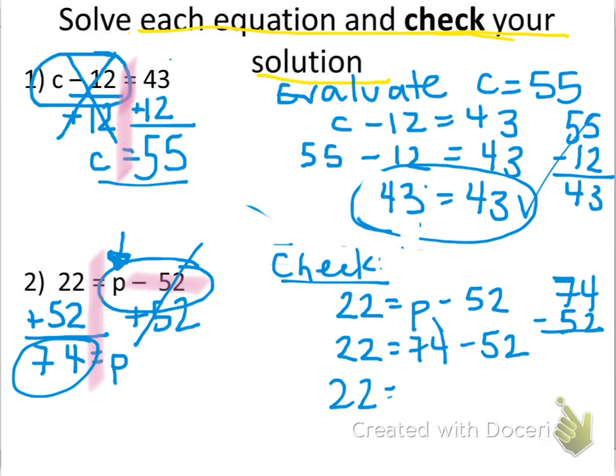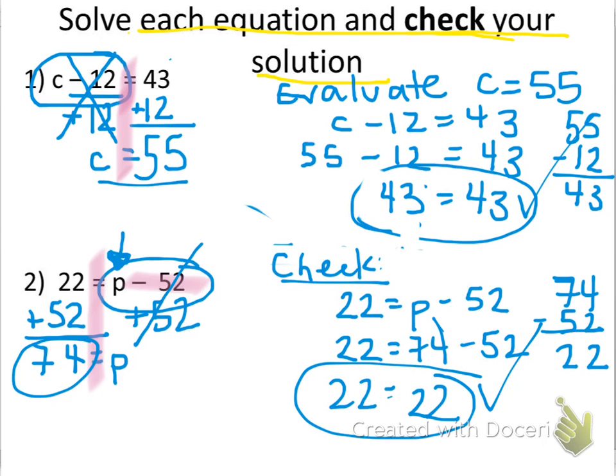So then I have to check what's 74 minus 52. Well, 4 minus 2 gives 2, and 7 minus 5 is 2. So again, yay, we got it right. 22 is equal to 22, so we're correct, and we're done.